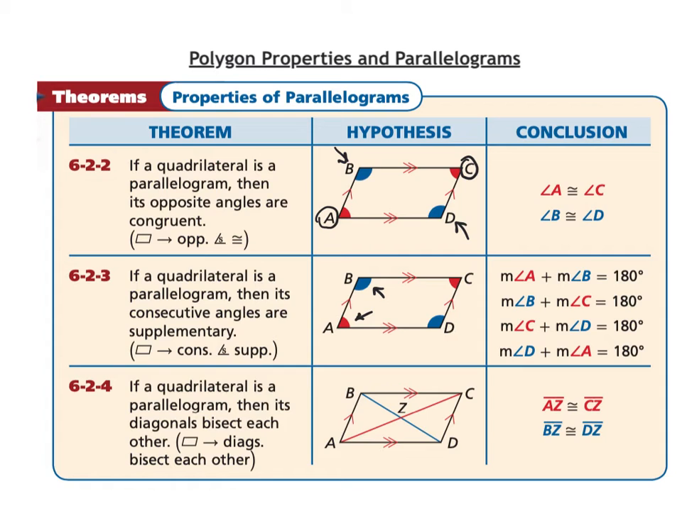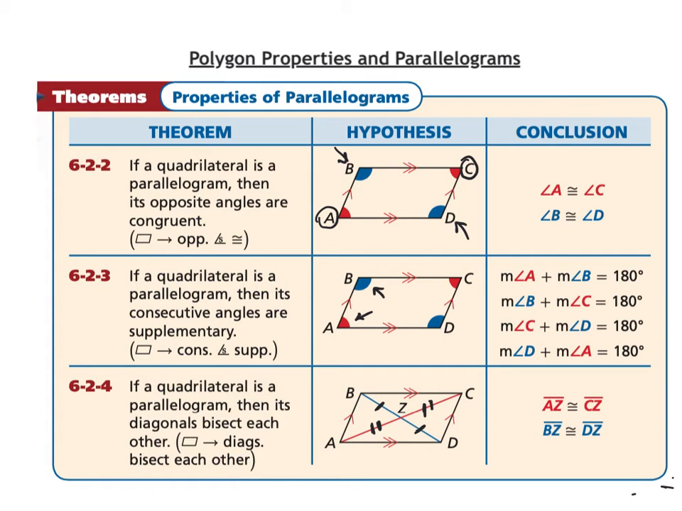Last property, if a quadrilateral is a parallelogram, then its diagonals bisect each other. In this picture, BD bisects AC, and AC bisects BD. That means BZ is congruent to ZD, and AZ is congruent to ZC. The diagonals of a parallelogram bisect each other.